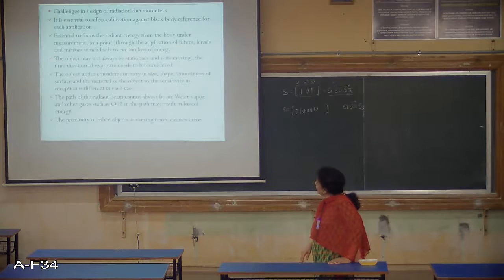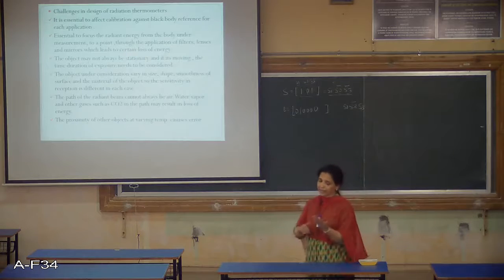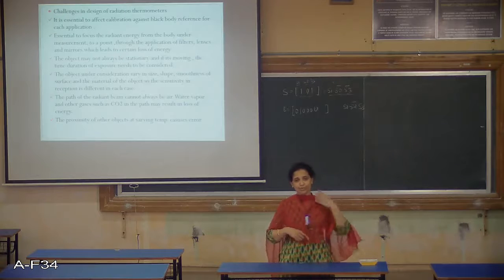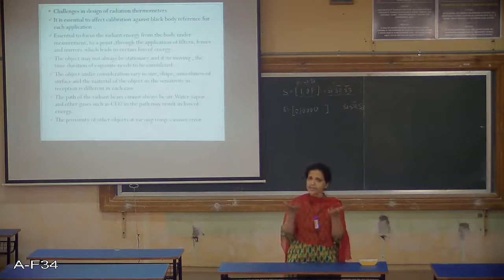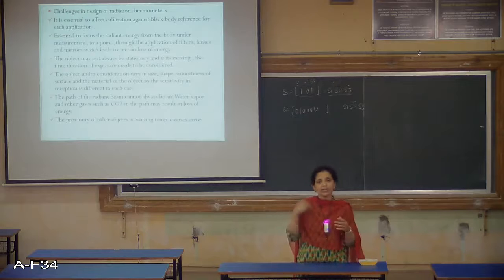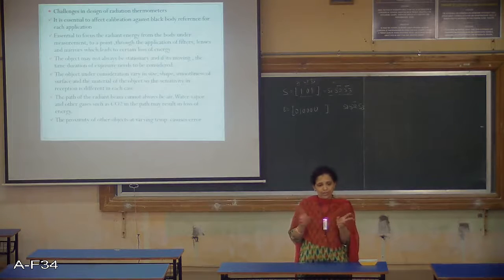The path of the radiant beam cannot always be air. Again, air composition also matters a lot. If it is humid, then the absorption of energy radiated is more. If it is very, very hot, then it may add to the temperature. So even the same air, depending upon the period or the season, the calibration has to be different. In summer, it may be a different calibration. In winter, it may be a different calibration.